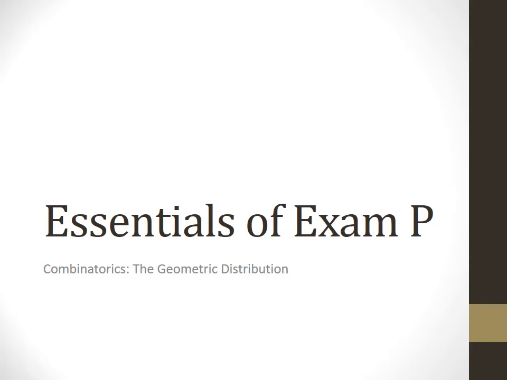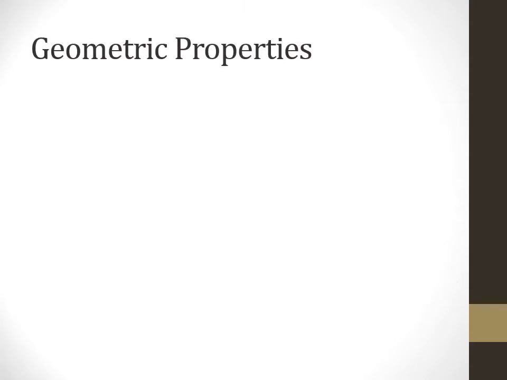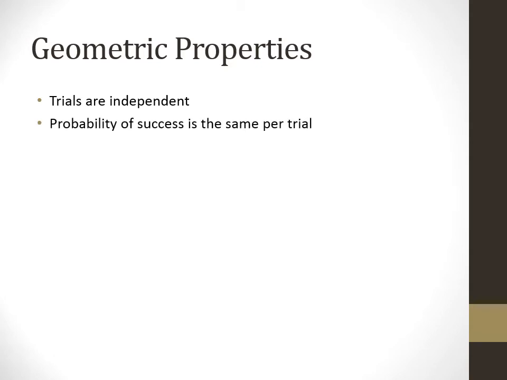Today we're going to be going over the essentials of Exam P with regards to the geometric distribution. Before we get started, let's take a look at some of the key properties of the geometric distribution. The first thing that you want to note is to make sure that the trials are independent of each other. And the second thing is that the probability of success is the same per trial. So let's take a look at what the formula is.